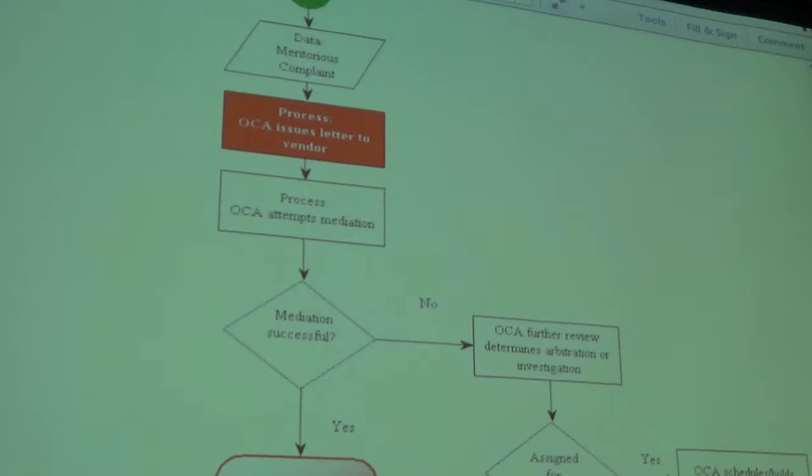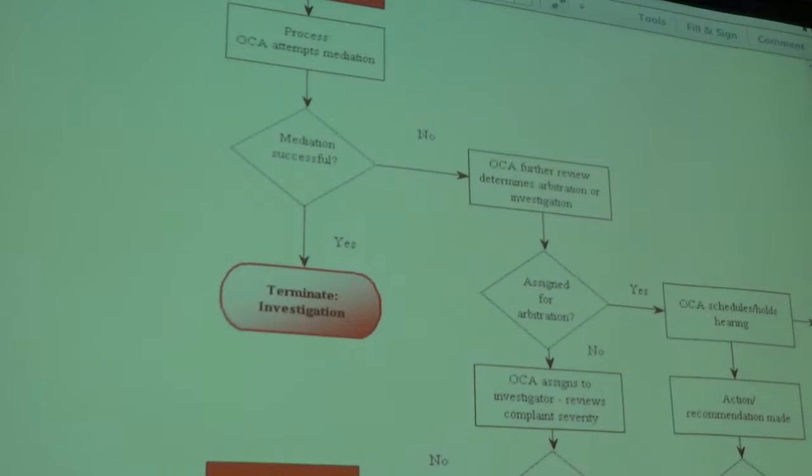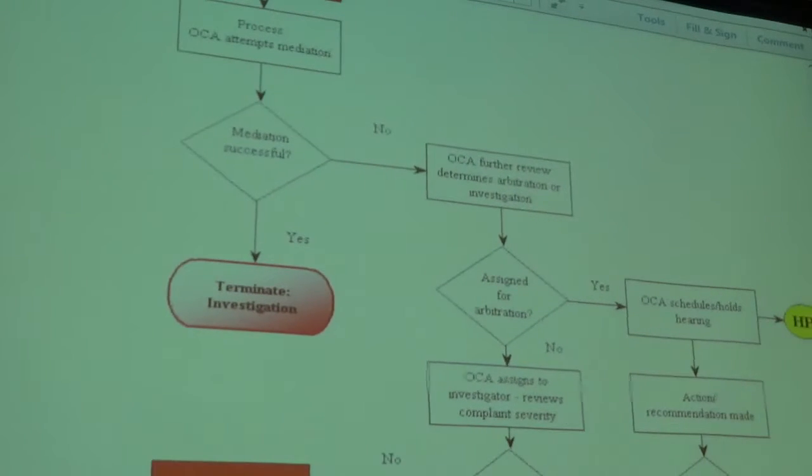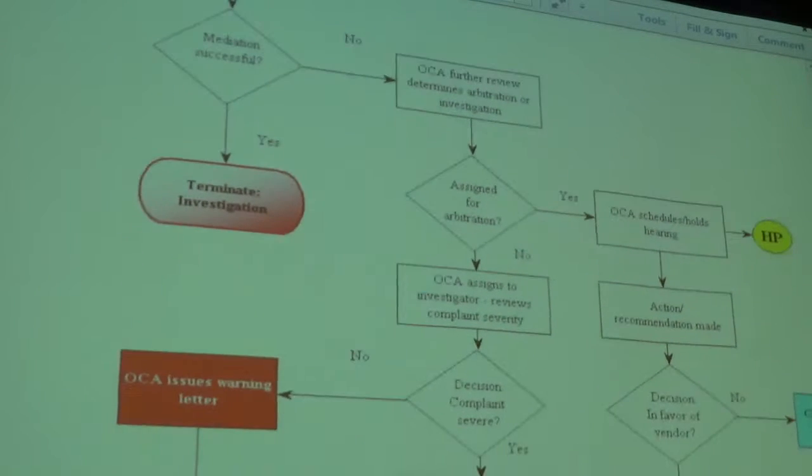So if there's a complaint issued on the retail client, again, the OCA issues a letter to the vendor. The OCA attempts to mediate. If the mediation is successful, it terminates. If it's not, then to conduct further investigation, it's assigned to arbitration. Is arbitration yes? Then it initiates the hearing process. If it's no, then OCA assigns an investigator.